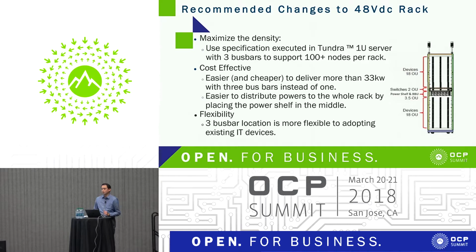So Penguin's recommendation for the next-gen OCP rack is based on the current 48-volt DC rack. However, we still prefer to choose 3 DC bus bars over 1 DC bus bar. There are a couple of reasons. First of all, it can maximize the density. In our current solution offering, like the Tundra 1U server node, we can provide 3 nodes in 1U high. So with the 3 bus bars, we can easily support over 100 nodes per rack.